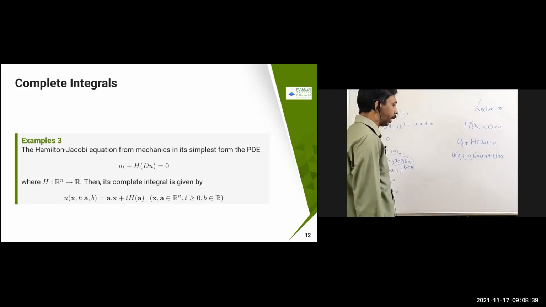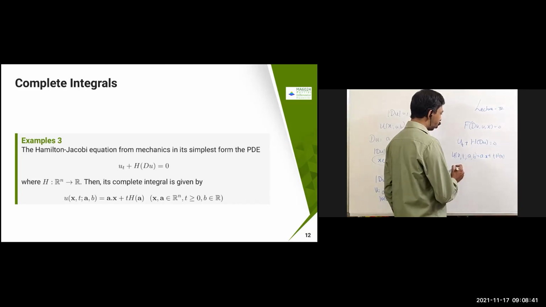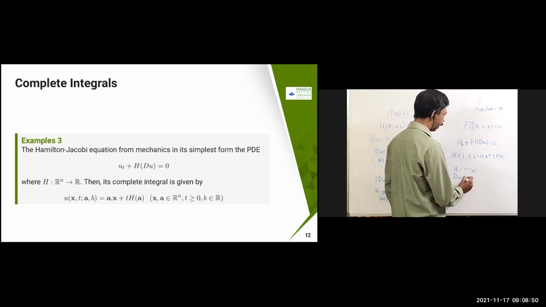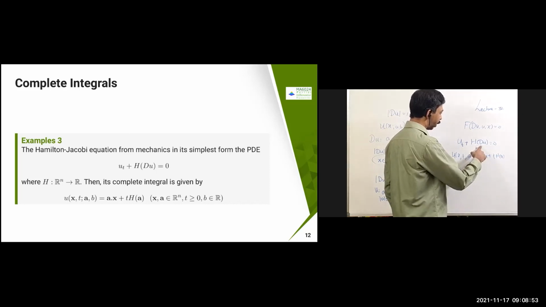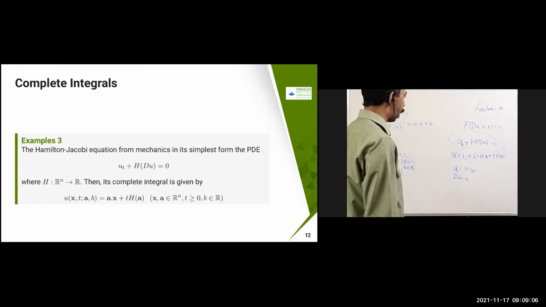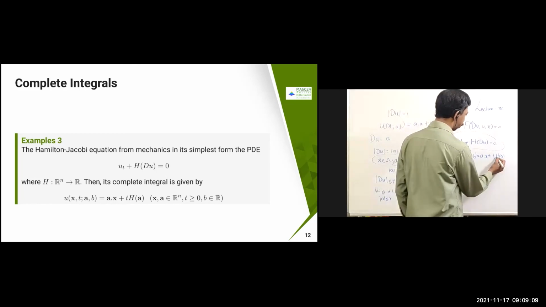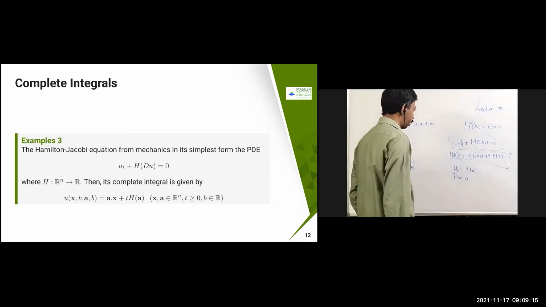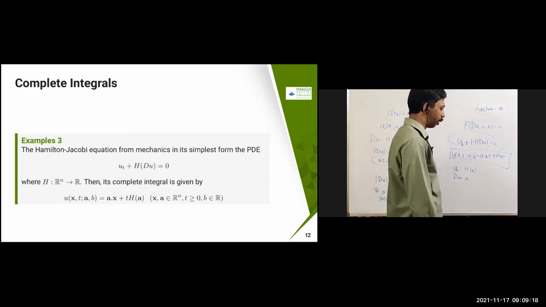Once again here, you can calculate your u_t. u_t is going to become H(a), and Du is going to become simply a. So I can substitute here. Therefore you are going to get H(a) here, and then u_t is going to be this one. So you can substitute here, then you are going to satisfy this one. Once again H is a mapping from R^n to R, and the complete integral is this one. The complete integral for the Hamilton-Jacobi equation is this one. Here no restriction, only t is greater than or equal to 0. The rest are as it is.